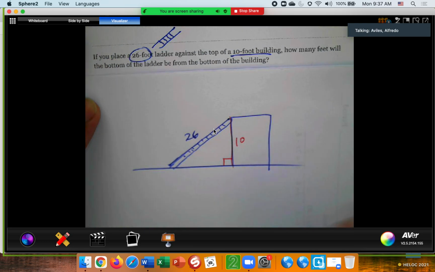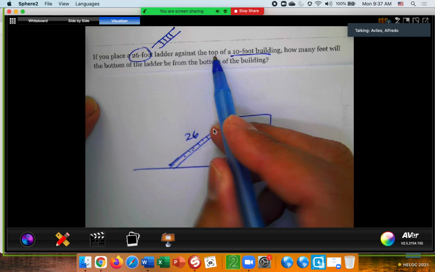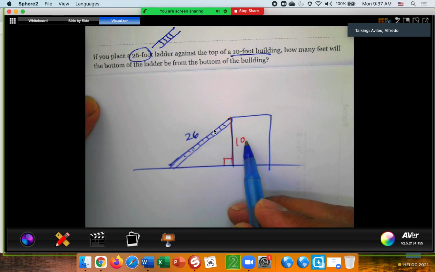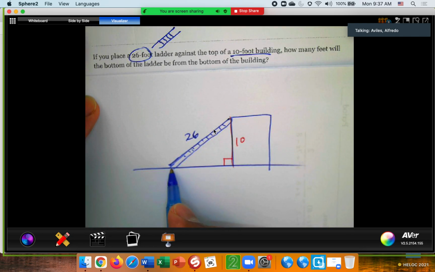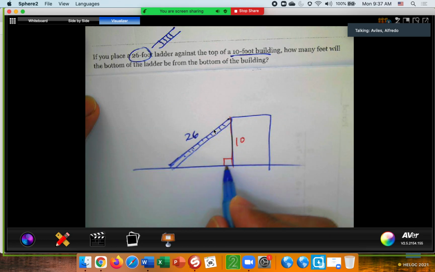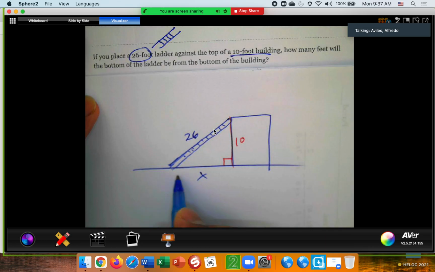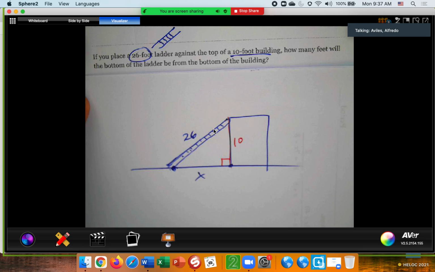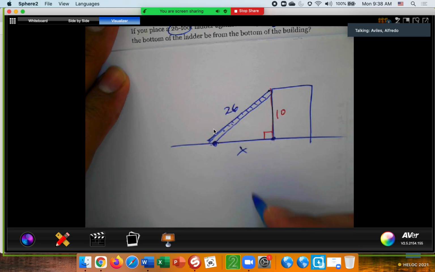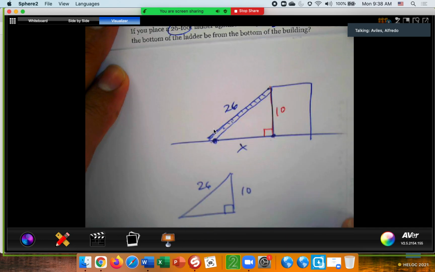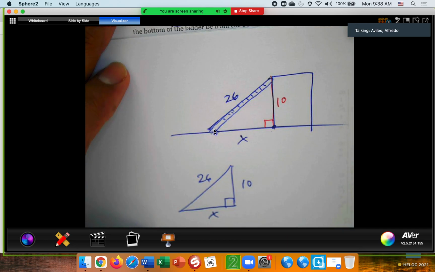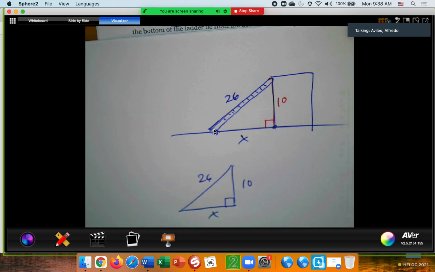If you place a 26-foot ladder at the top of a 10-foot building, how many feet will the bottom of the ladder be from the bottom of the building? Well, obviously they're asking you for this, from the bottom of the ladder to the bottom of the building. And you can see your right triangle right there. You're going to work this out like this. It's going to be 26, 10, and then find that. Okay.